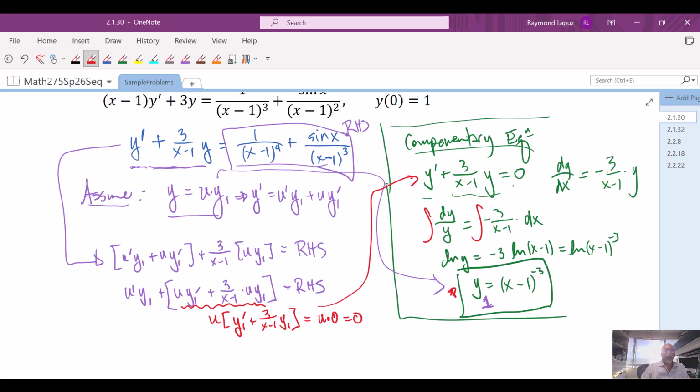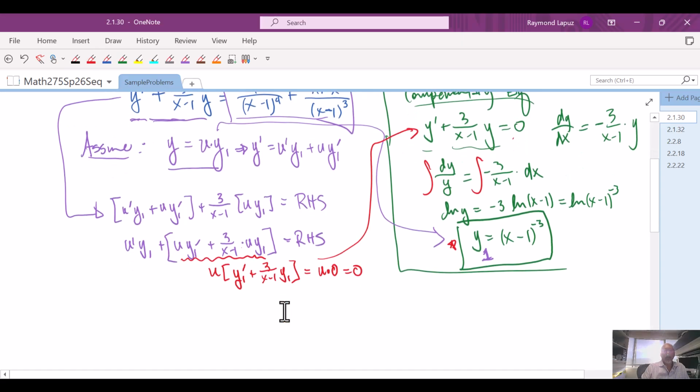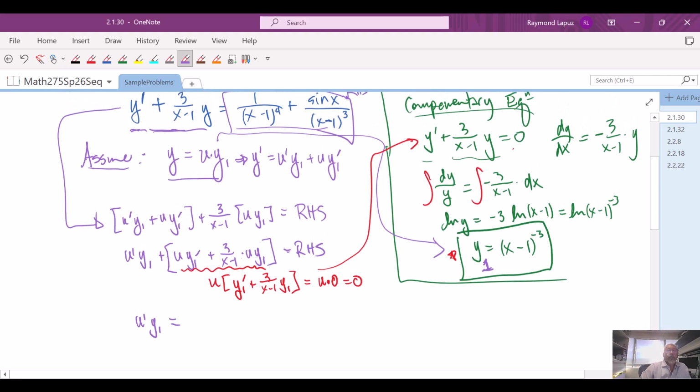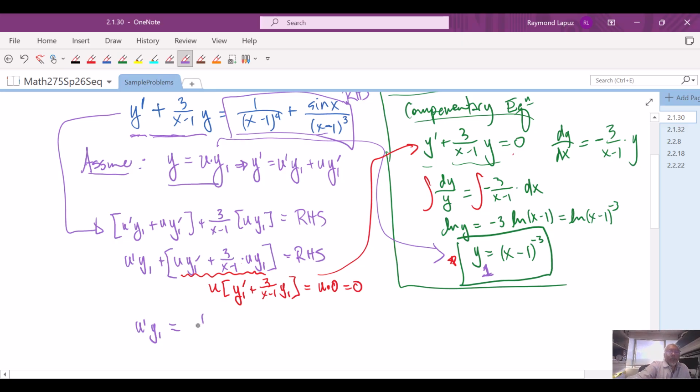So that simplifies our left-hand side, which means now we can rewrite this as u prime y1 plus 0 is equal to the right-hand side. So now let's write the right-hand side. And the right-hand side is 1 over x minus 1 to the 4th power plus sine x divided by x minus 1 to the 3rd power.